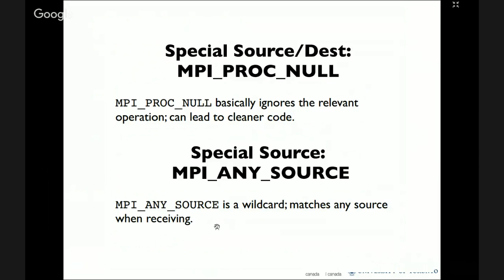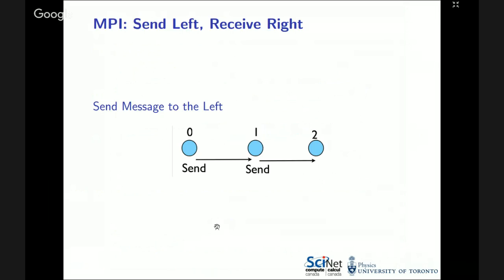Same thing with any source. It's like a wildcard. It can come from anywhere. So these are just nice features that make loop-based programming a little easier and make your code a little less ugly. We don't want to put if statements and branches in our code, so we don't have to. And you'll see where these come in handy when we talk about boundary conditions and stuff.